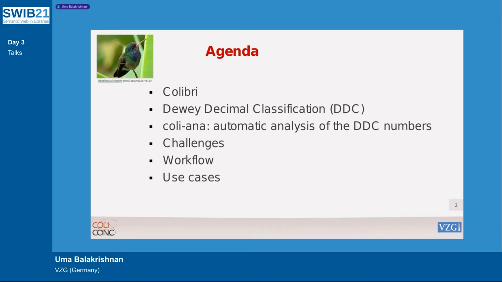I won't get into the technicalities of the coli-ana tool and software in this presentation. My focus will be more on what the project coli-ana is about, how and why it came into being, and the Dewey Decimal System, the challenges this system poses for such a task, and we'll have a brief look at the coli-ana workflow, and we look at the results and also the implementation at the VZG.